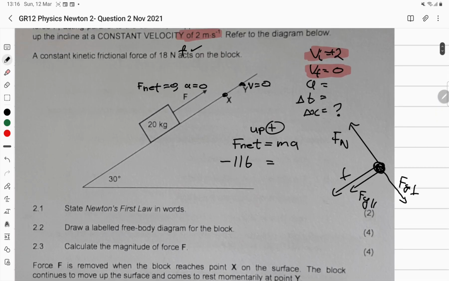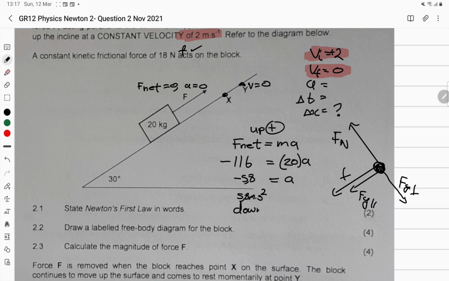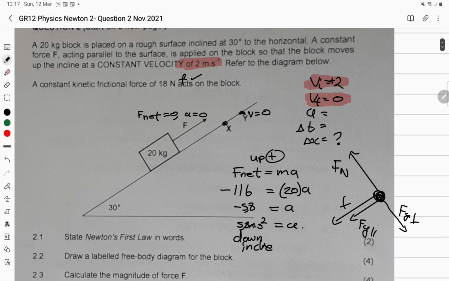Yes, or 116 down the incline, and the mass of the object is equal to 20, and the acceleration can therefore be determined with F net equals ma. Lovely question, eh? So a is equal to 116 divided by 20, and we get negative 5,8 meters per second squared, down the incline. That'll be your acceleration value. Nice, eh?